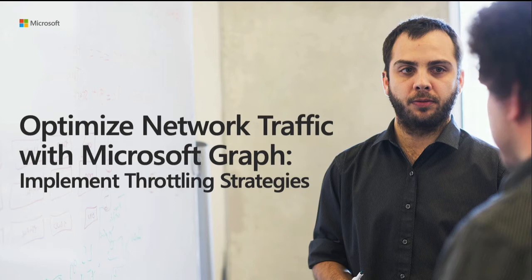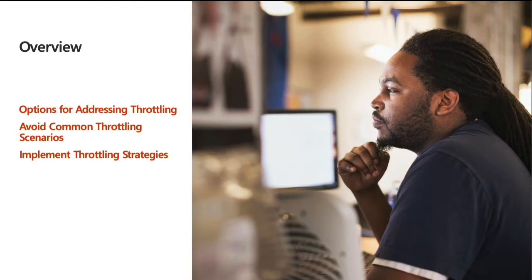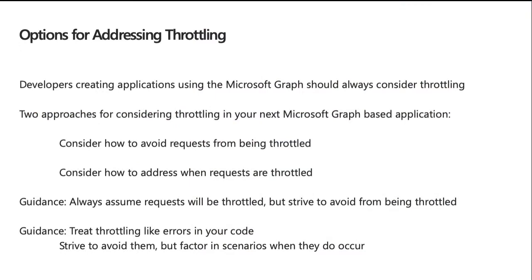In this section, we're going to look at how we can implement different throttling strategies in our applications to avoid being throttled by Microsoft Graph. We're going to specifically look at options for addressing throttling, avoiding common throttling scenarios, and implementing throttling strategies. If an application relies on an external service that implements some request throttling or rate limiting, the developers of the application should incorporate this in the application design. There are two different approaches you can consider when building an application that relies on Microsoft Graph to address throttling scenarios.